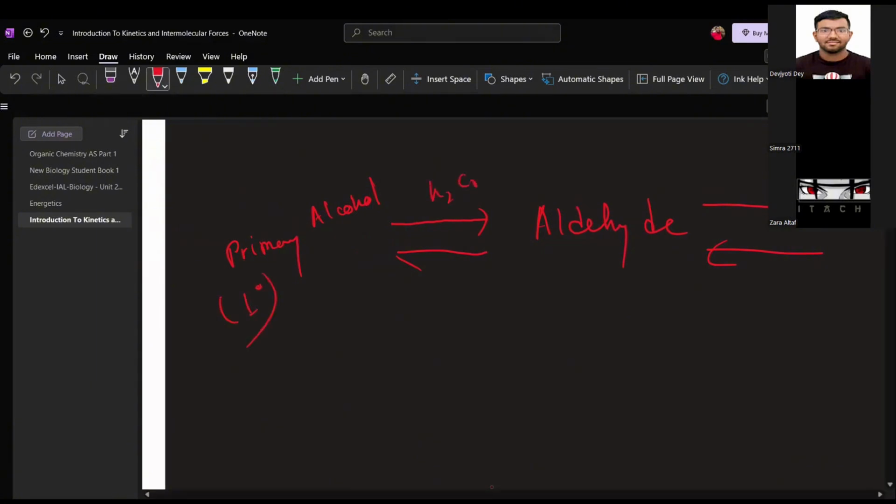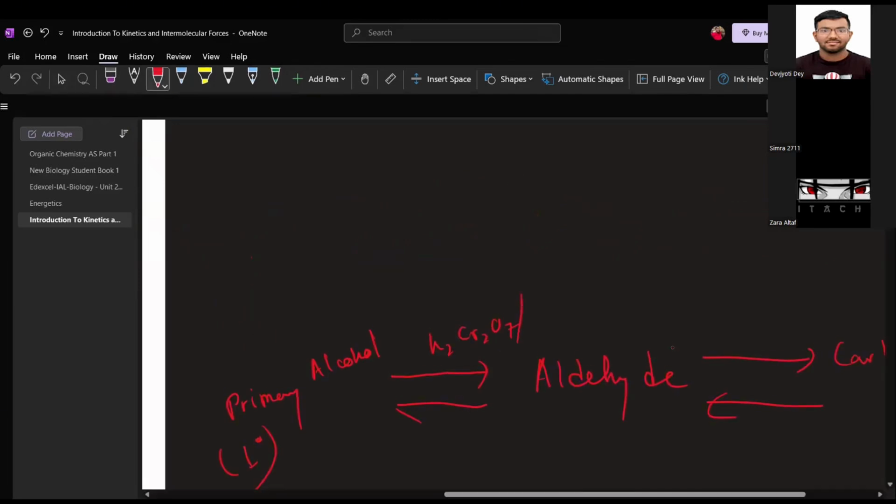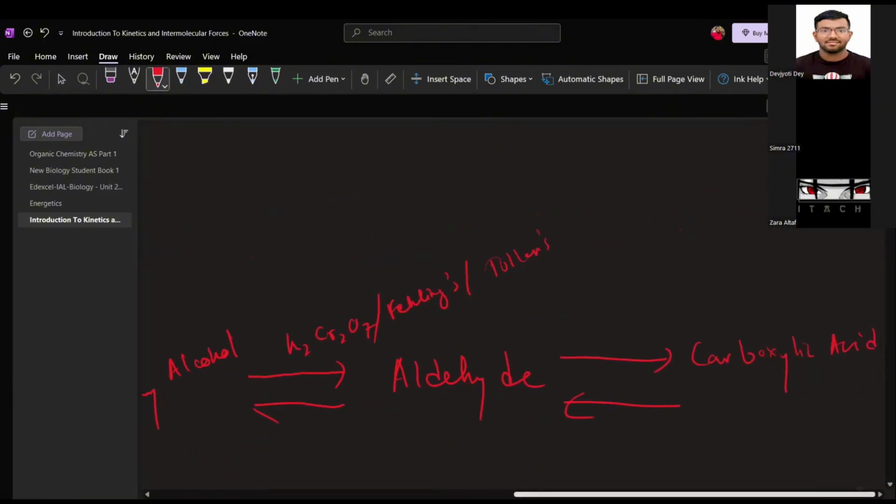So how do we oxidize? We can use K2Cr2O7, the oxidizing agent. We can use Fehling's, or we can use Tollens'. Same thing goes here as well: K2Cr2O7, Fehling's, Tollens'.